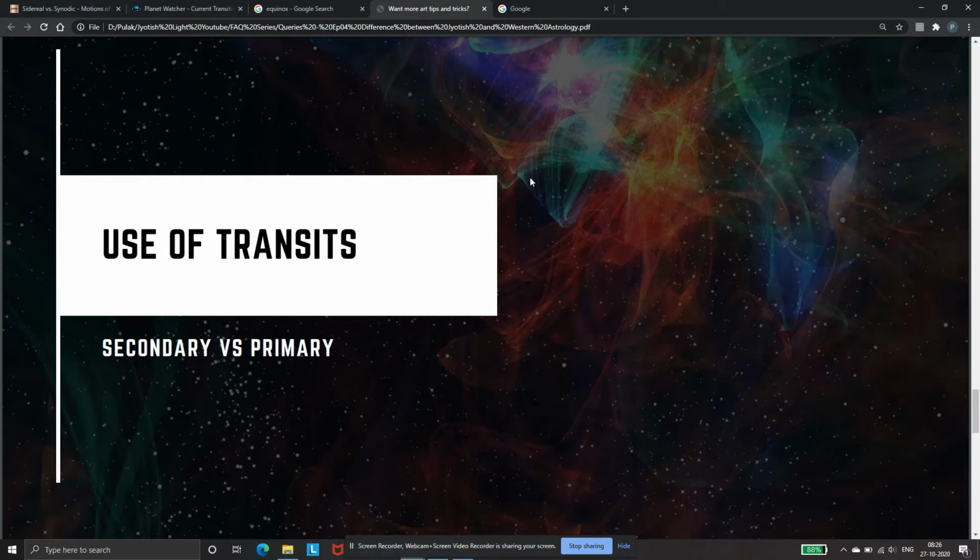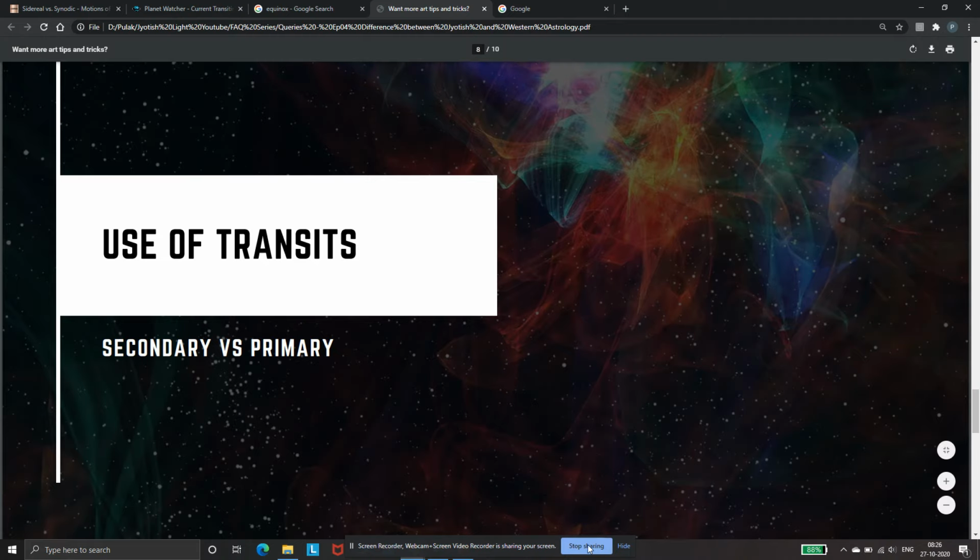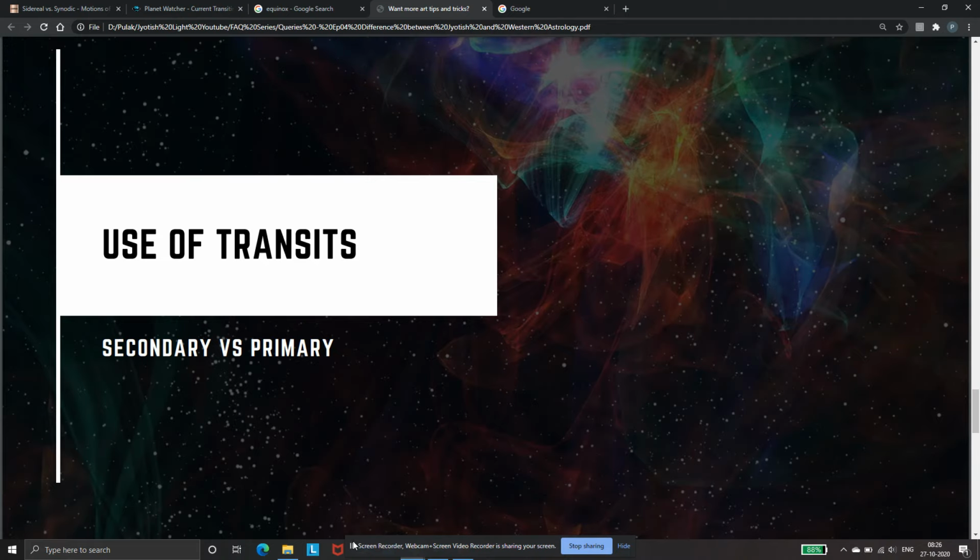And obviously, the Jyotish system doesn't rely on outer planets. So it's really up to Saturn that we are considering.